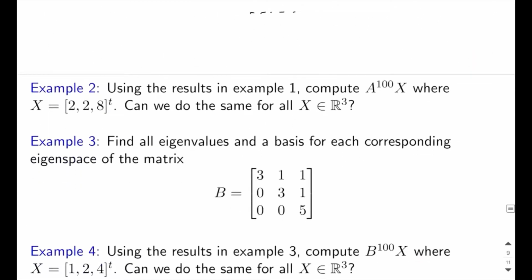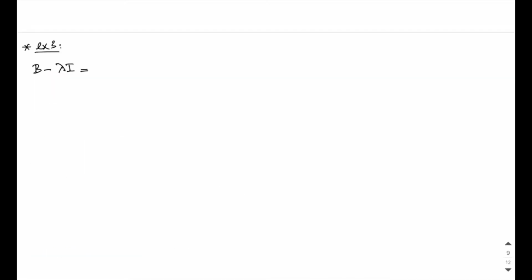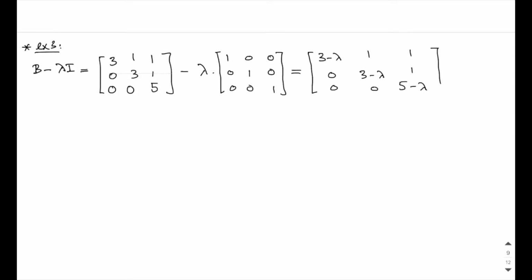Example number 3. Find all eigenvalues and a basis for each corresponding eigenspace of the matrix B here. B minus lambda I is going to be, and then you compute the determinant of B minus lambda I using one of the tricks that I showed you. But if you pay attention, then you see that this is an upper triangular matrix. So the determinant can be computed by just multiplying the entries on the main diagonal.